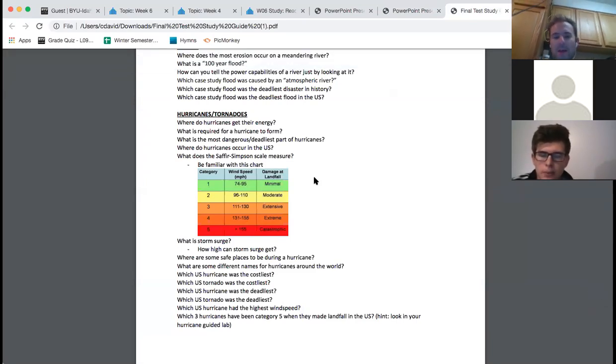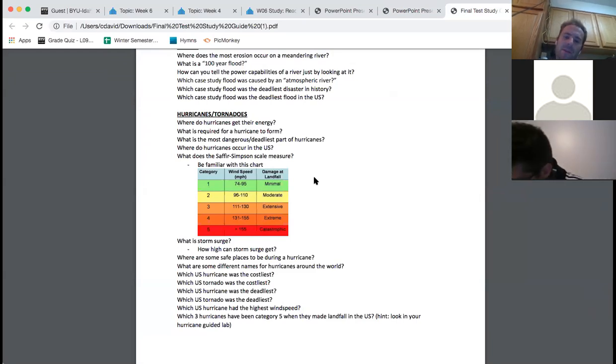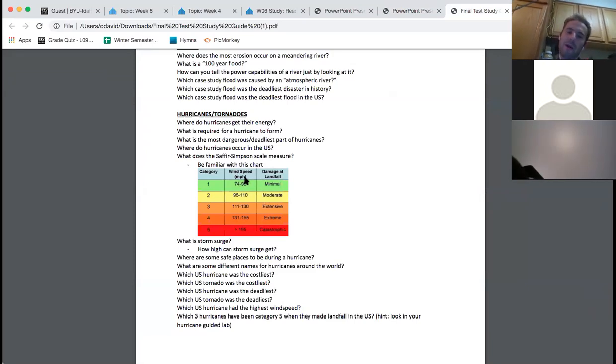And then this is the last one on hurricanes we want to go over, which is the Saffir-Simpson scale, which measures wind speed and damage at landfall. So category 1, 74 to 95 mile per hour winds.